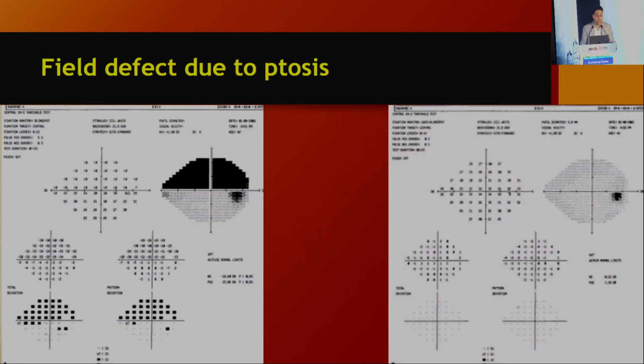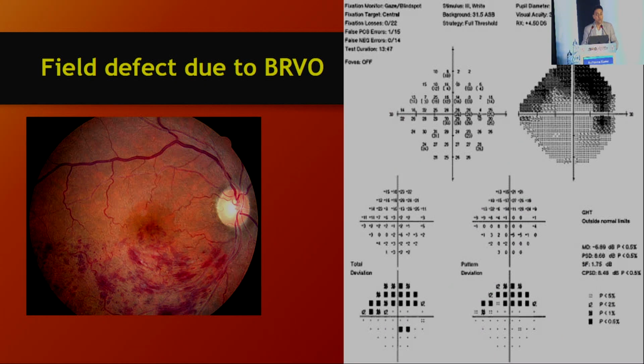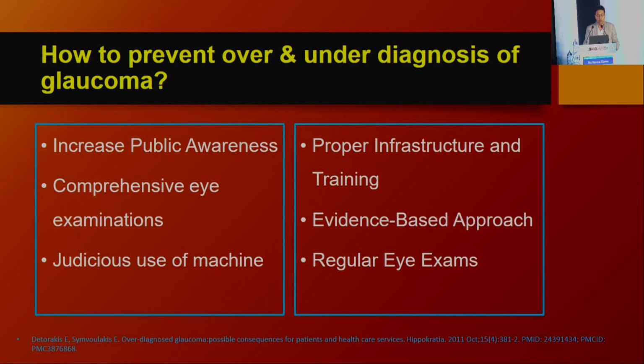Like in this picture, this is the visual field defect, a superior dense arcuate scotoma, but the optic nerve head was healthy, and actually this is because of ptosis. When the visual field was repeated with taping of the upper lid, the visual field was normal. This is also a visual field analysis of an inferotemporal BRVO, which is showing a superior arcuate scotoma.